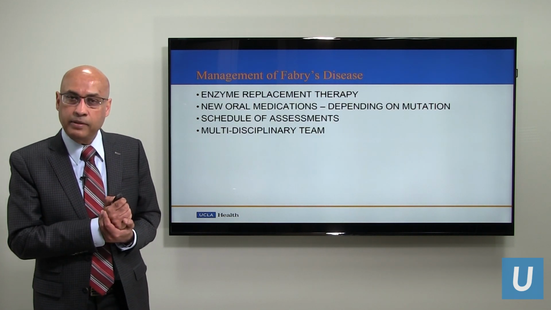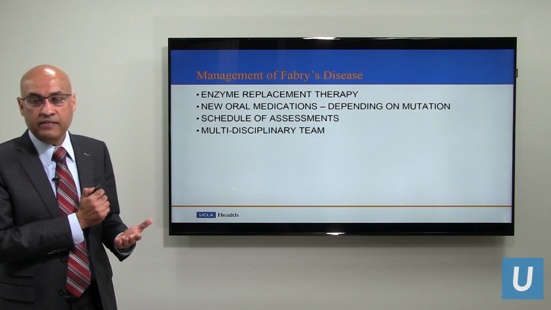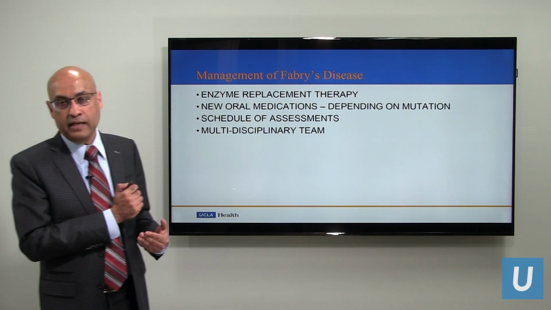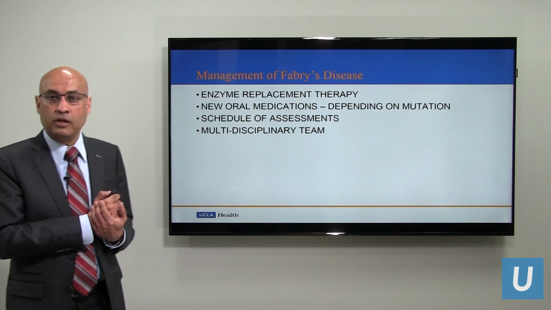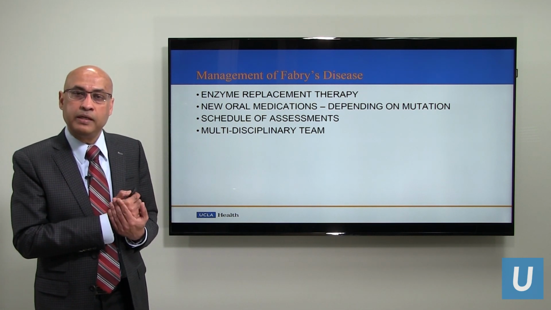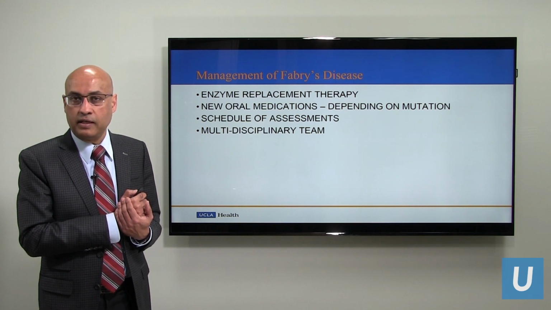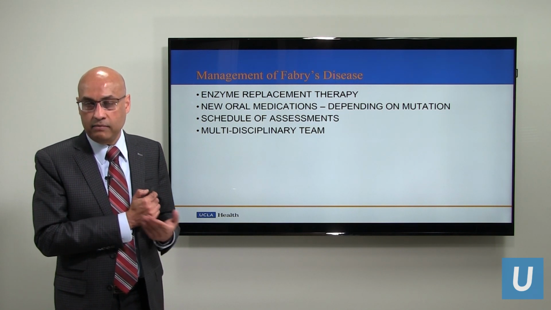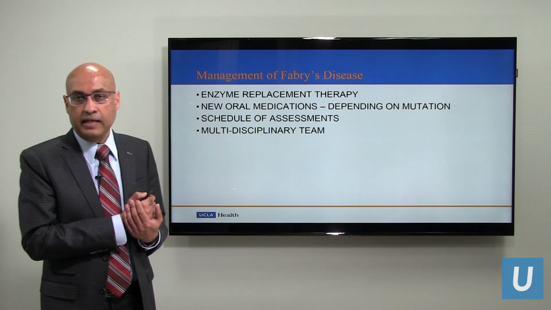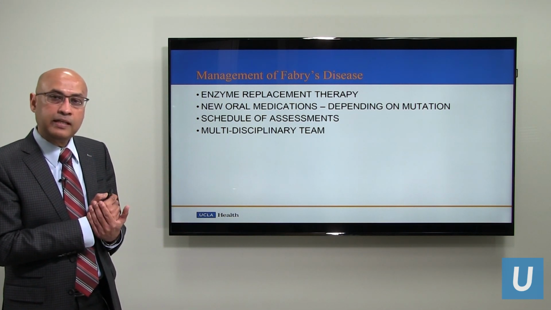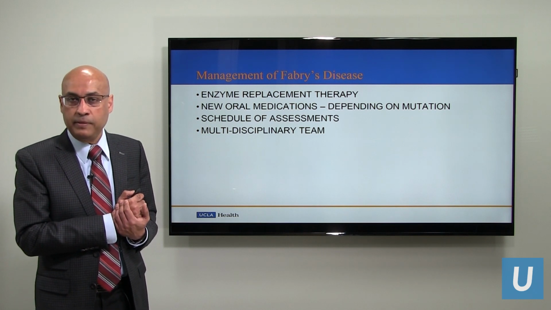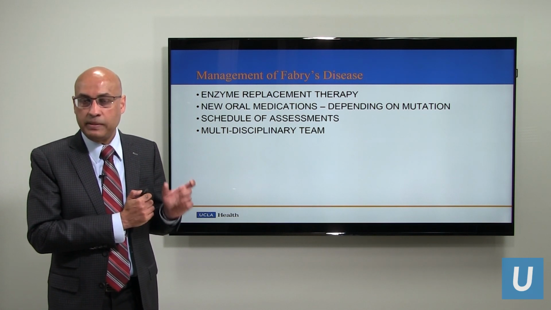So how do you manage Fabry's disease? One is, the enzyme is deficient, so you give the enzyme back. We have the enzyme available in the US called Fabrazyme, which is a recombinant enzyme available since the early 2000s. That can be given to the patient. It's an infusion, given every 2 weeks. Now there's another drug that came out just recently. We call this chaperone therapy. It's an oral agent, and it's for specific mutations.